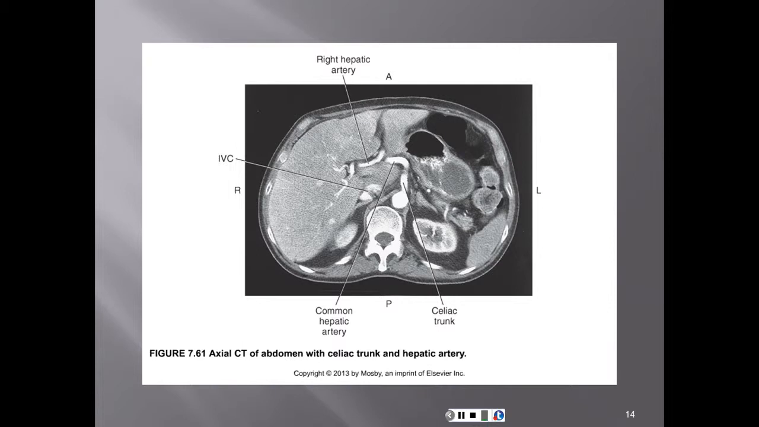But the adrenal glands are apparent on this image. Adrenal gland, as well as the tail of the pancreas, and the tail of the pancreas always points towards the spleen.